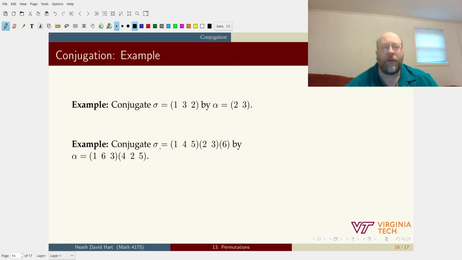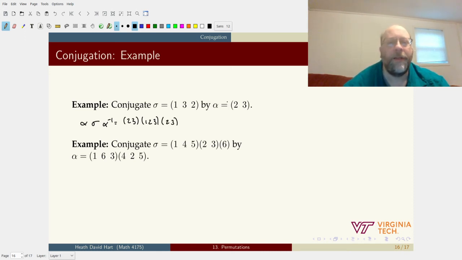All right, so let's try a couple of examples. Let's try conjugating (1 3 2) by (2 3). So what we want is alpha, then sigma, and then alpha inverse. That should be alpha this time. So that will be (2 3), followed by (1 2 3), followed by, it turns out, (2 3) again, because alpha only takes 2 elements and switches them, and so switching them back will be its inverse.